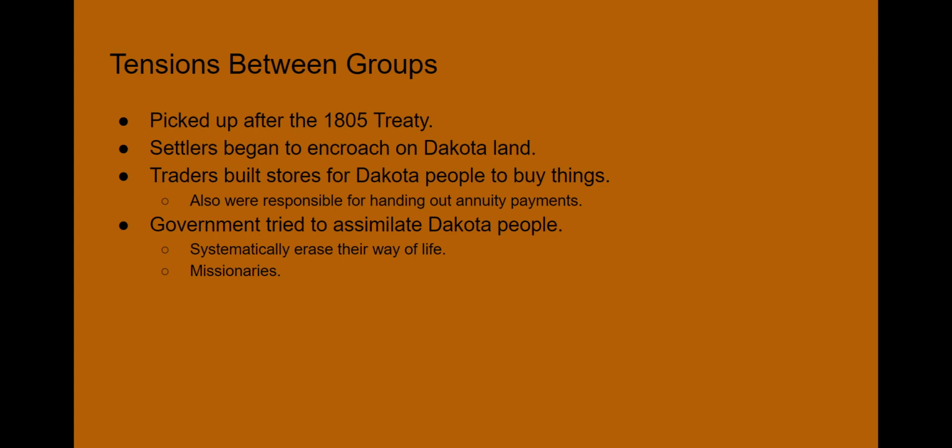Traders would build stores for the Dakota people to buy things eventually. And this contributed to hopefully making a better relationship between the government and the Dakota people, but that was not necessarily the case, as the government had a plan to assimilate the Dakota people as they did with most, if not all, Native American tribes. Some Dakota people became farmers, and then there were also missionaries trying to convert Native Americans to Christianity.